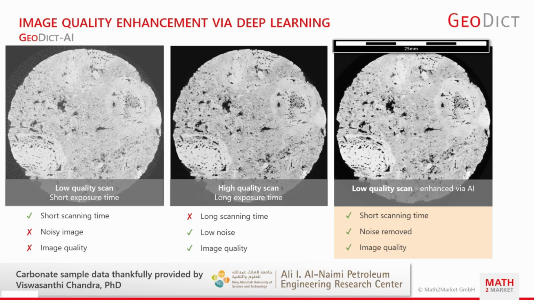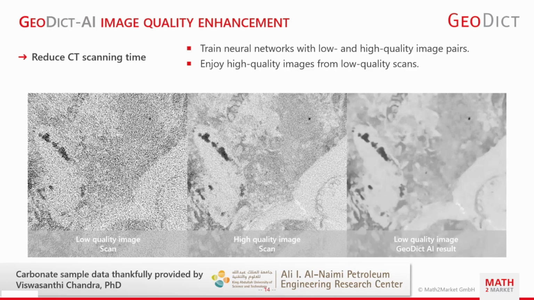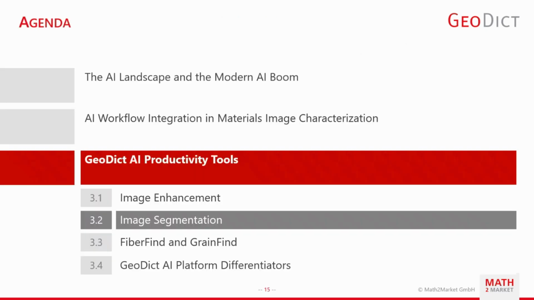This is made possible by training neural network models, which you can do with GeoDict on your own data, that can take low quality, short exposure times and generate the quality of long scans. So what you see here, starting again on the left, are those low quality scans, which might be very short and very noisy. In the middle are the data they're trained against, and then on the right are the data that are derived as a result of applying the model. So you can train neural networks with these low and high quality image pairs, and then enjoy the high quality image results with the benefit of the low, fast scans. This is huge productivity gains across all scientific imaging.